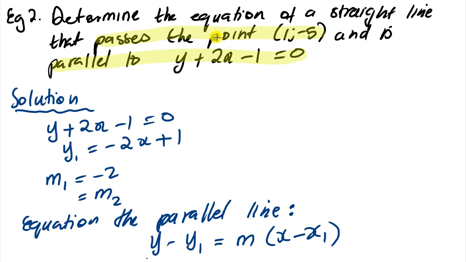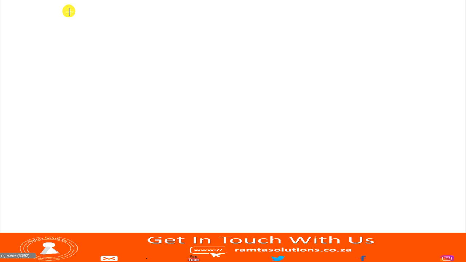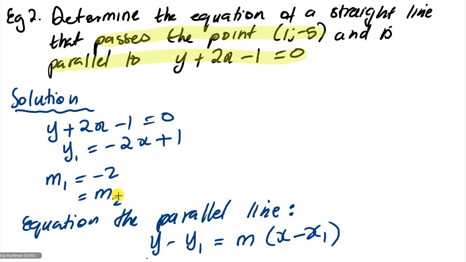Perfect. So now, proceeding, we have the point (1, minus 5), right? Where there's x, we will put 1. Where there's y, we will put minus 5. Where there's x1, we will put 1. Where there's y1, we will put minus 5. So this is y minus minus 5 equals, what was the value of the gradient? It was negative 2. Can you see it?